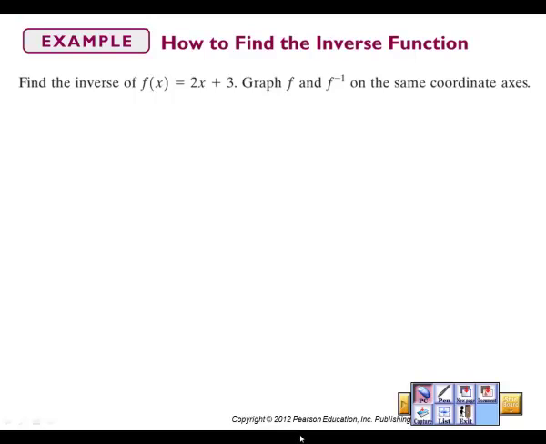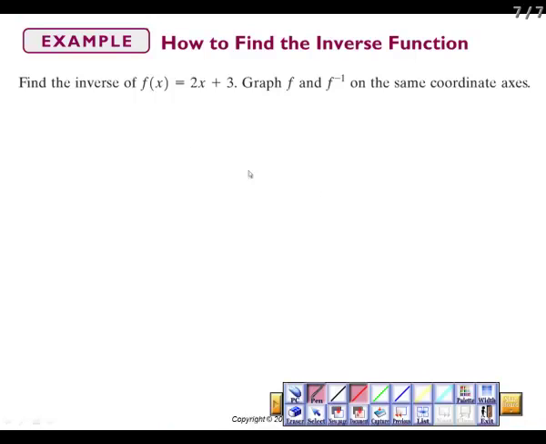Alright, here we want to find the inverse of this function. Our function is f of x, and we want to find the inverse of that. So basically, what I like to do is, since we know that y equals f of x, we replace f of x with y. And so this will be y equals 2x plus 3. The next thing we're going to do is switch places with the x and the y. So now this becomes x equals 2y plus 3. So we switch places with the x and the y, and now we solve for y.